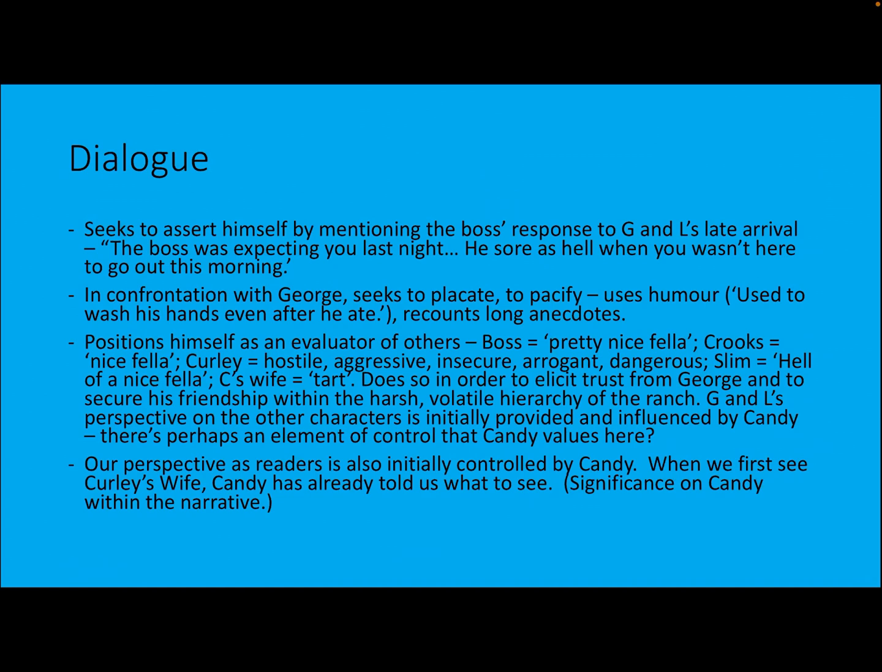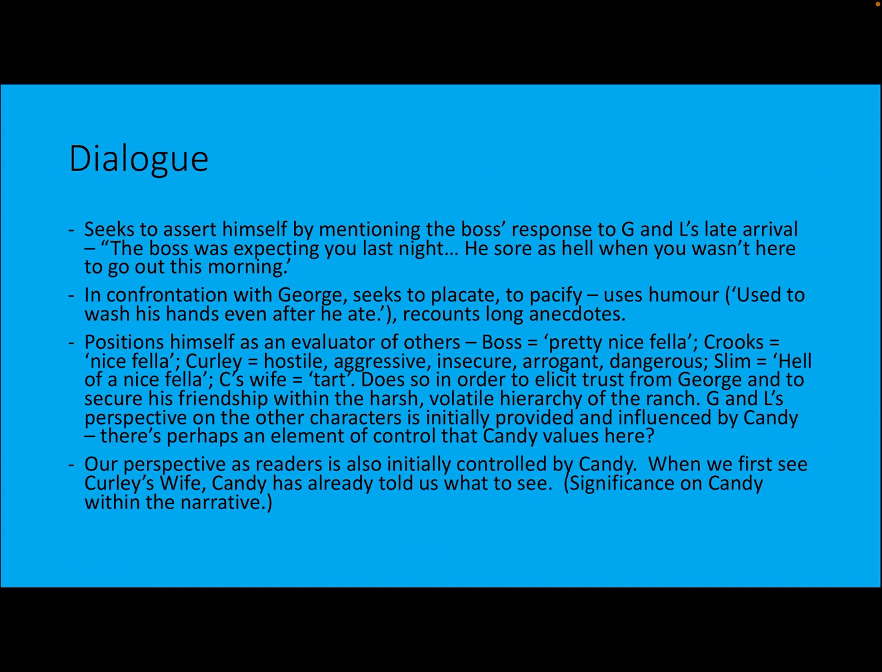He also positions himself as an evaluator of others. So he has something to say about everyone. And in that sense, he very much, I think, controls George and Lenny's initial perspective on the other characters. And the way that he initially describes them, I think, could have a big influence on the way that they then see them from then on. So he describes the boss as being a pretty nice fella. He describes Crooks as being a nice fella. He describes Curly as being actually quite hostile and aggressive and insecure and arrogant and dangerous. He describes Slim as a hell of a nice fella, but he describes Curly's wife as a tart.